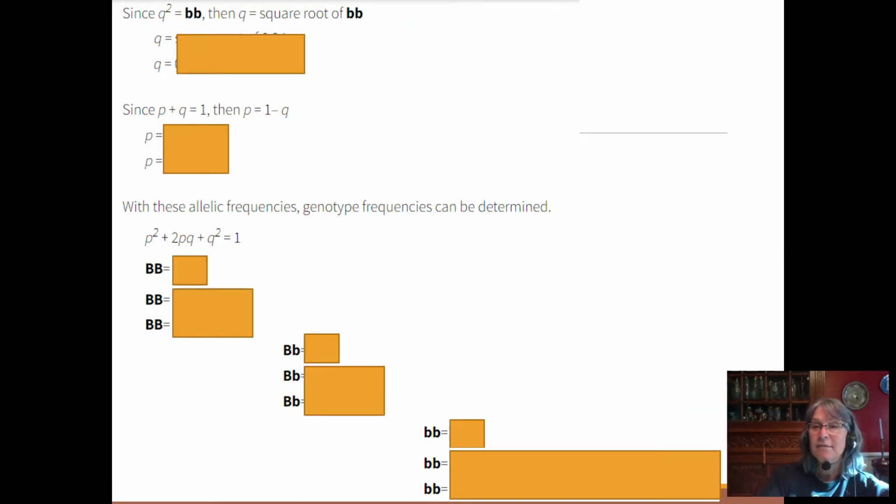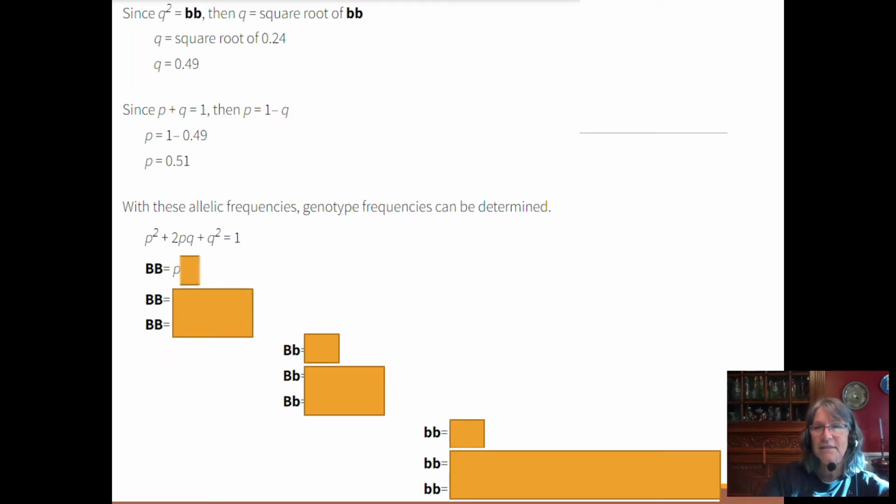q squared is the homozygote recessive. So I take the square root of 0.24, and I get my q value as 0.49. p plus q is 1, so I know my p is 0.51.